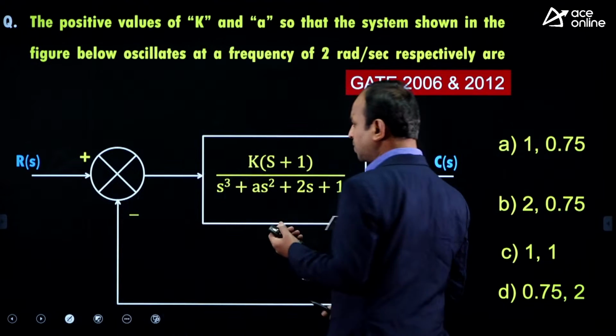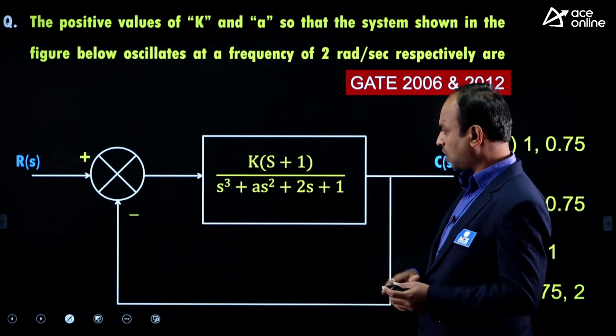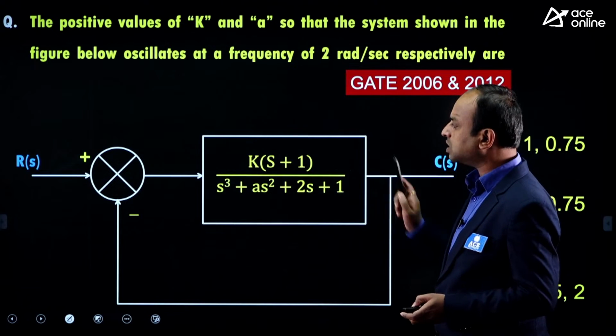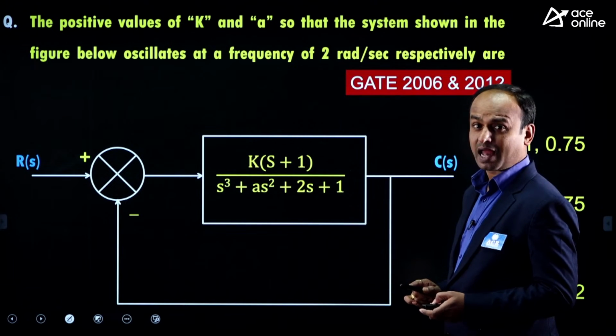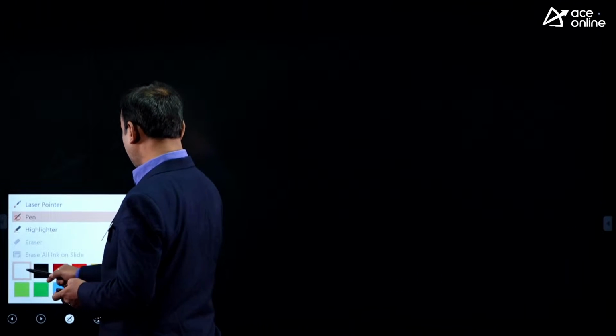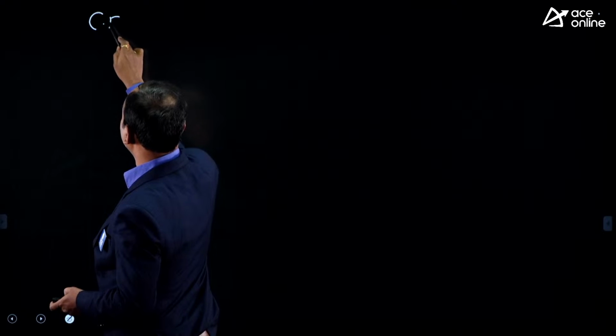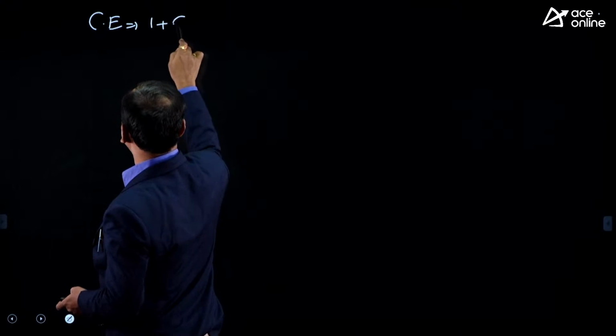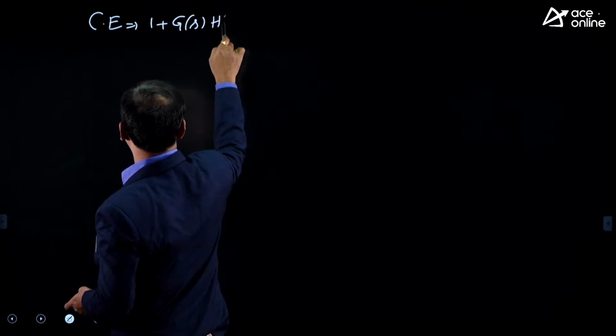Just now we were discussing the signal flow graph, now with a block diagram. Your open loop transfer function is given. How to find the characteristic equation? First you have to find the characteristic equation. The characteristic equation formula is 1 plus G(s)H(s) equal to 0.